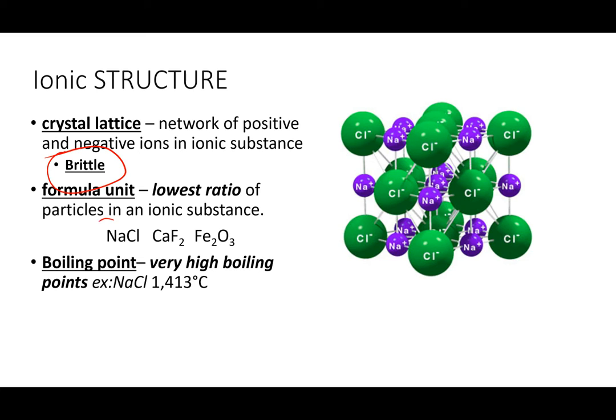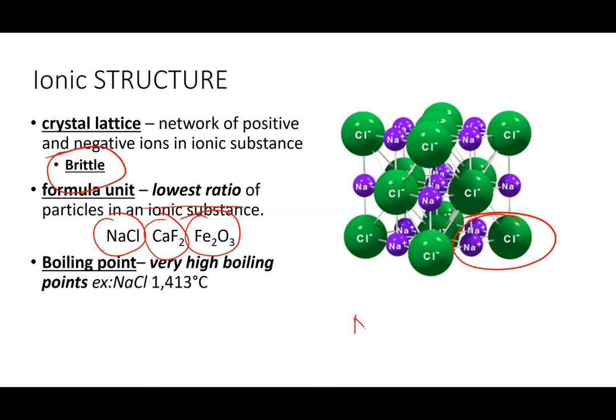When we talk about ionic substances or ionic formulas, we're usually talking about the lowest ratio of particles in a substance. So NaCl is right here. It's the lowest unit. We wouldn't say two Na's with two Cl's. We would just say NaCl.